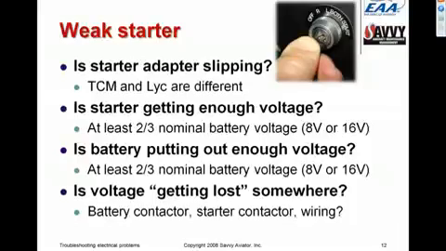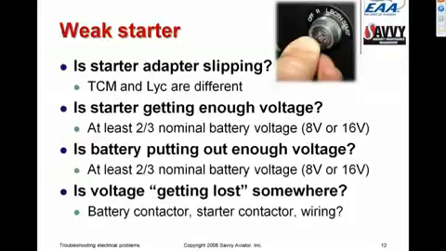We check with the voltmeter to see if the starter is getting enough voltage, and we do this under load. We do this while we're trying to start the engine, put a voltmeter across the starter and see how much it's getting. Under the load of starting, the starter should get at least 2/3 of nominal battery voltage, so at least 8 volts on a 12-volt battery, at least 16 volts on a 24-volt battery. If the starter is getting enough voltage, but it can't turn the engine, then the starter's bad, so we're going to have to change the starter motor.